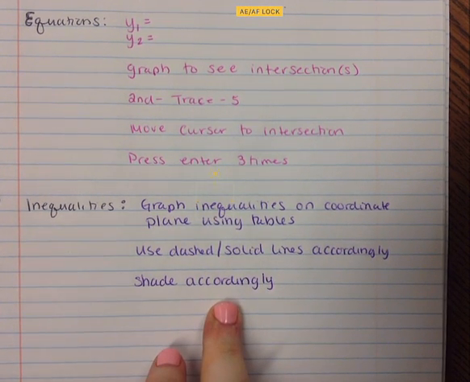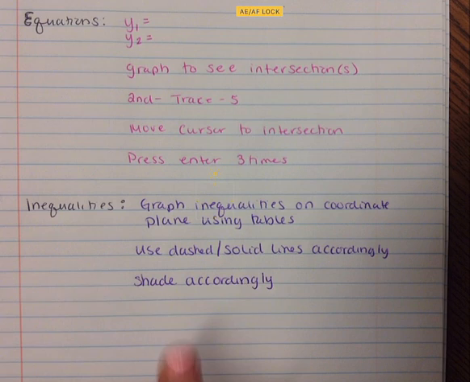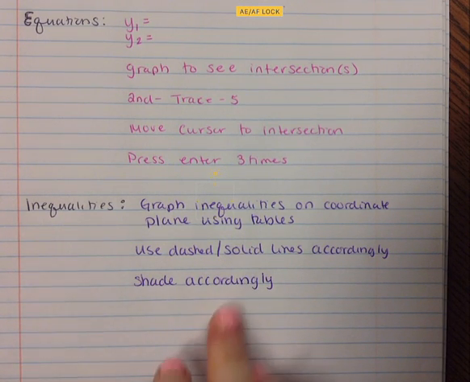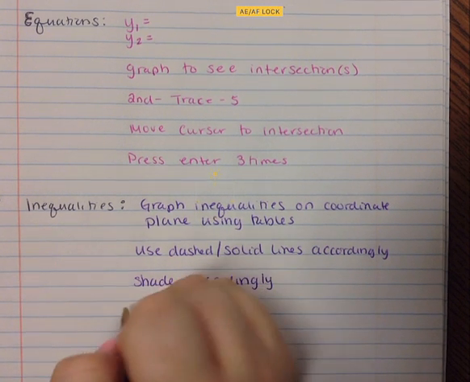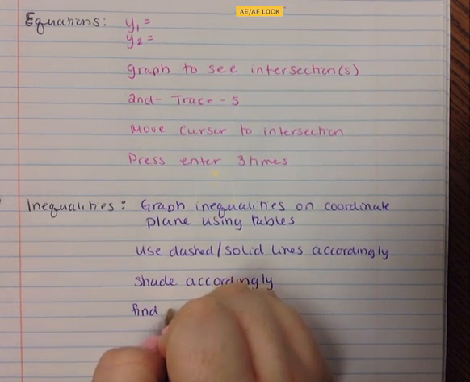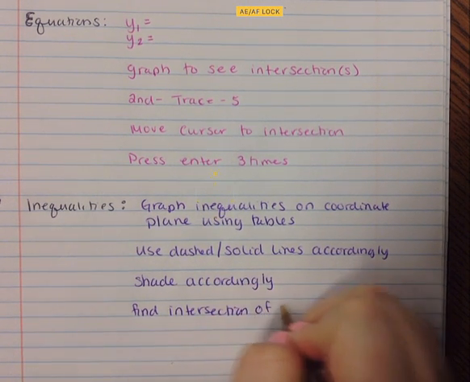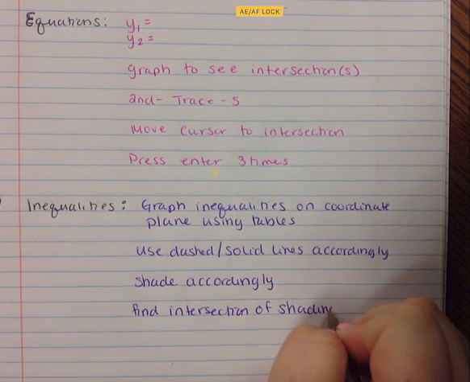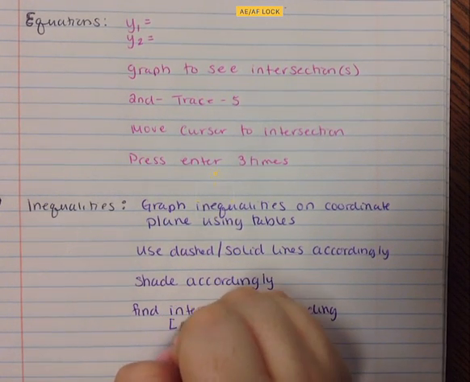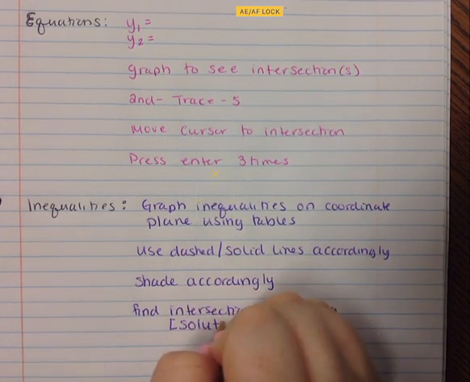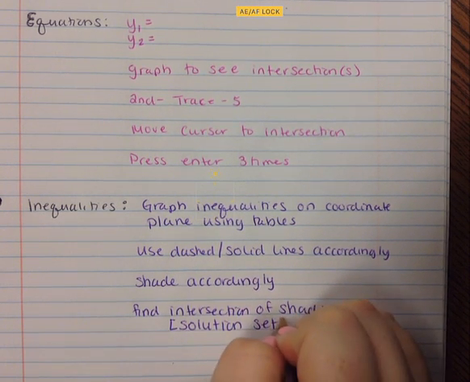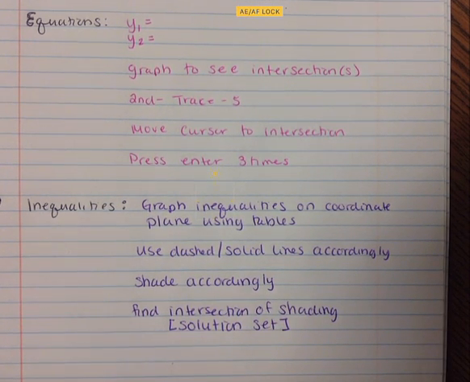So again, if it's greater than or equal to, we're going to shade up from the graph. If it says less than or equal to, we're going to shade down from the graph. Once we've shaded both of them, we're going to find the intersection of the shading. This is going to be called our solution set. Because inequalities have multiple answers, we could have multiple numbers inside of our solution set.